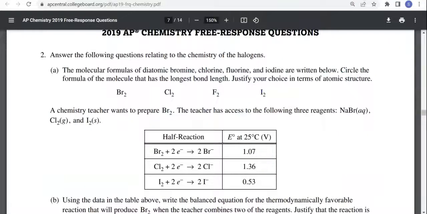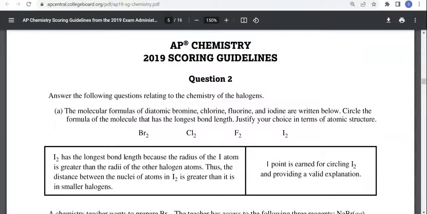Okay, and the answer key says, okay, so 1 point is earned for circling I2 and providing a valid explanation, and their sample is I2 has the longest bond length because the radius of the iodine atom is greater than the radii of the other halogen atoms. Thus, the distance between the nuclei of atoms in I2 is greater than it is in smaller halogens.